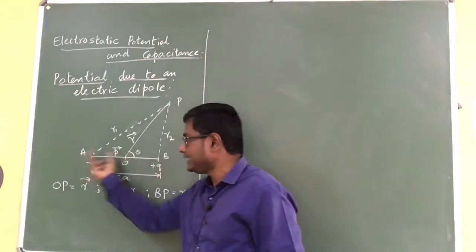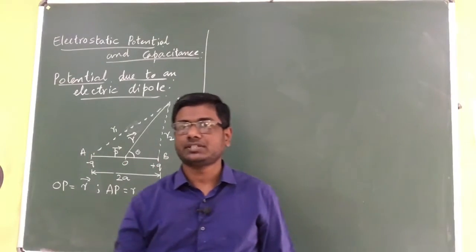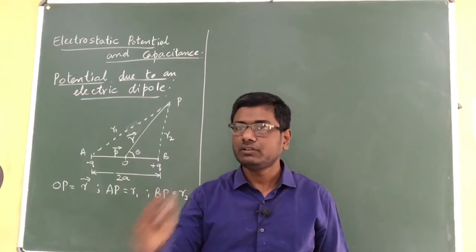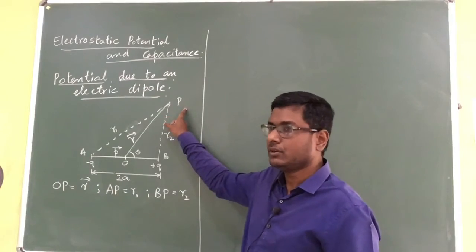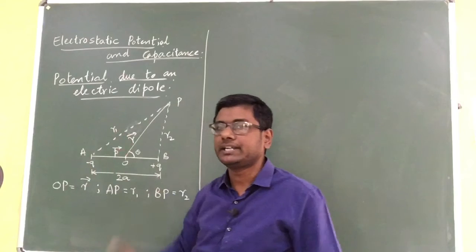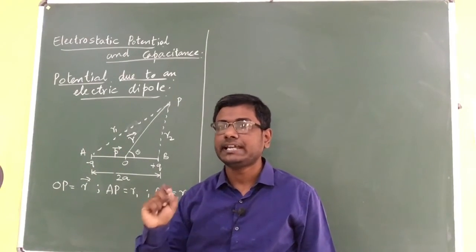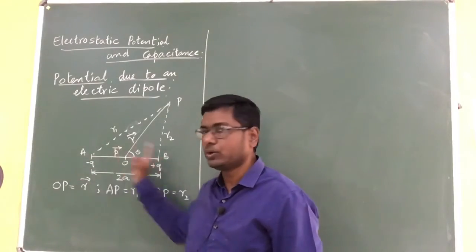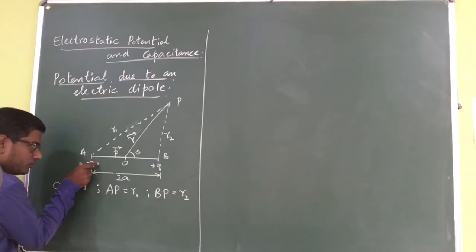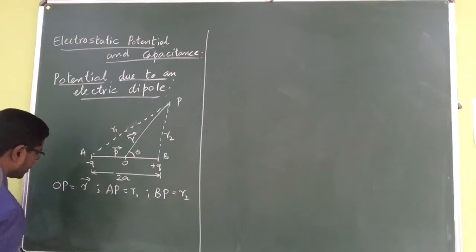Now what are the contents of a dipole? There are two charges. If there are two charges, there will be two different potentials coming to this point P. One is because of the plus q charge and one is because of the minus q charge, and the total potential will be the algebraic sum of the two potentials. So I need to find the potential of the first charge and the potential of the second charge.